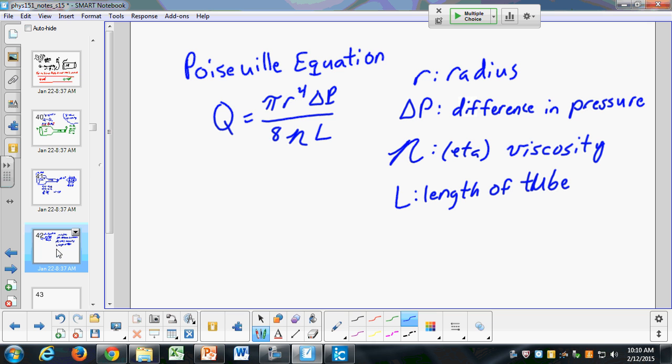For example, if you're trying to blow water through a long hose, you have to blow harder on a long hose than you do on a short hose, right?